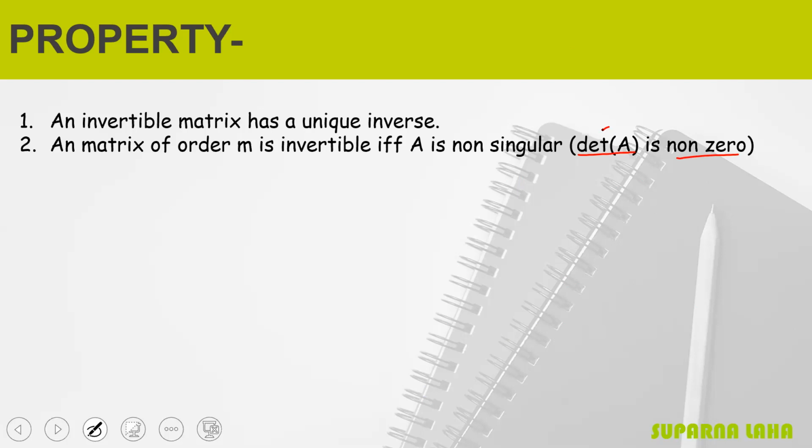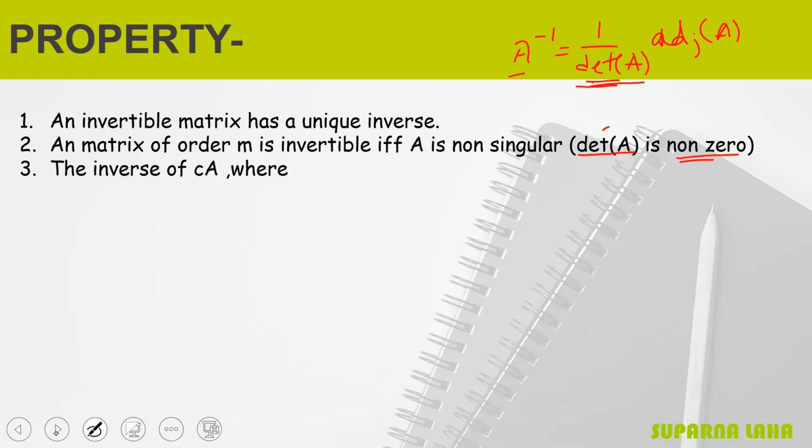Any matrix of order m is invertible if and only if the determinant of A is non-zero. I already told you that there is a formula for the inverse, that is 1 upon determinant of A multiplied with adjoint A. Now if determinant A is 0, then we can't find this A inverse, but if determinant A is non-zero, then we can find the inverse of A. So that's why the determinant has to be non-zero for existence of the inverse.